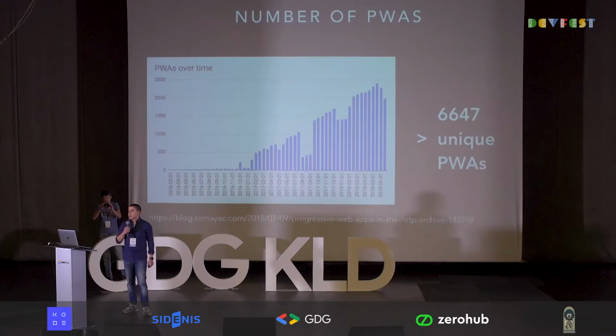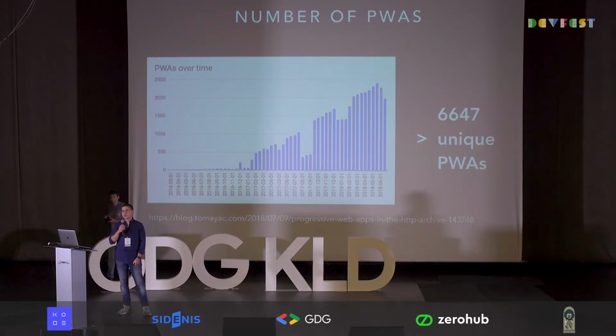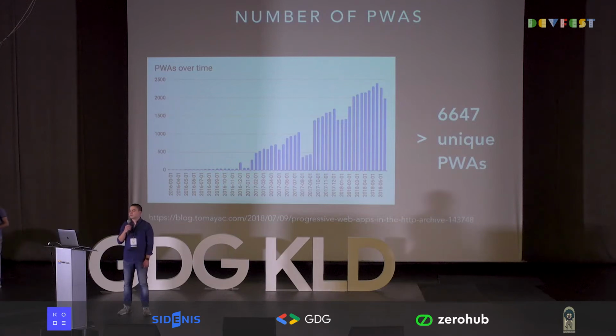I would like to start with showing you the number of progressive web apps as of June 2018. Thomas Steiner from Google did a meta-analysis on HTTP archive to come up with this analysis. And based on his analysis, there are more than 6,000 progressive web apps on the web. It should be more now, but there is no up-to-date analysis yet about this.